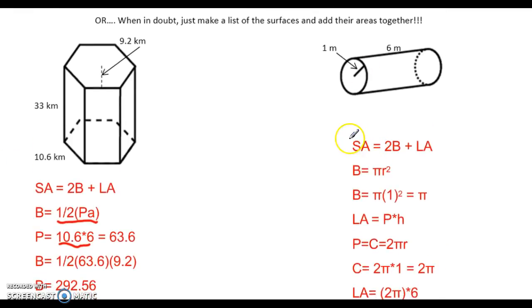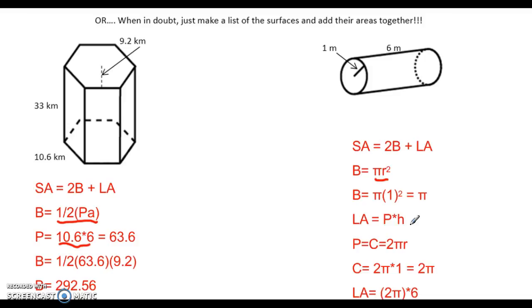So we're then going to repeat the whole process now for the cylinder over here. My cylinder, I'm using the same formula. Surface area is 2 times the area of the base plus the lateral area. My base this time, though, is a circle, so I use my formula for a circle, pi r squared. So here, r is 1. My radius is 1, so I plug in once. My base just ends up being pi. It's really nice and easy.